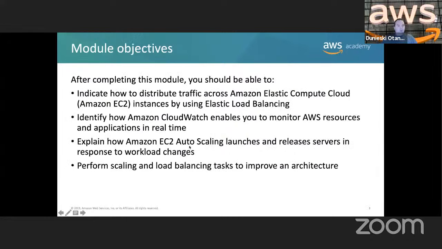After completing this module, you should be able to indicate how to distribute traffic across Amazon Elastic Compute Cloud, Amazon EC2 instances by using elastic load balancing, identify how Amazon CloudWatch enables you to monitor AWS resources and applications in real time, and explain how Amazon EC2 auto scaling launches and releases servers in response to workload changes. Perform scaling and load balancing tests to improve an architecture.